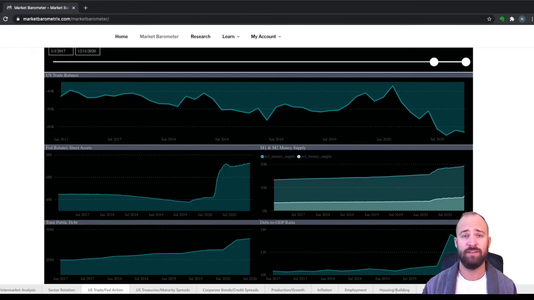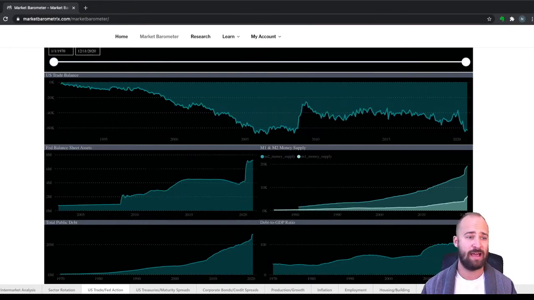So an important point about U.S. trade is that we've been running a chronic trade deficit for about 50 years now. In fact, if I pull the date range back to 1970 here, you can see that's around the time that we started to run a trade deficit and have ever since.